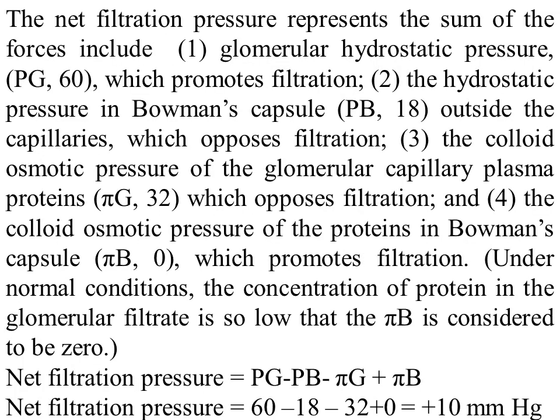Now, the net filtration pressure represents the summation of the forces. First, the glomerular hydrostatic pressure, equal to 60 mmHg, represented by PG. This promotes filtration. The higher the hydrostatic pressure in the glomerular capillary, the higher the glomerular filtration rate. Second, the hydrostatic pressure in the Bowman capsule, equal to 18 mmHg, represented by PB. It occurs outside the capillary. This Bowman capsule hydrostatic pressure opposes filtration.